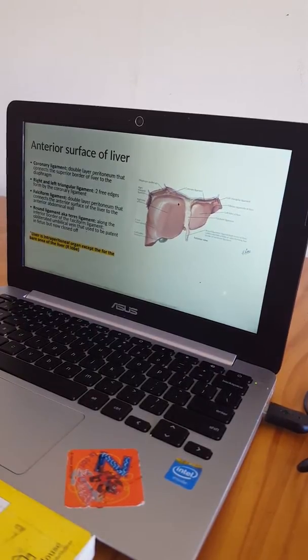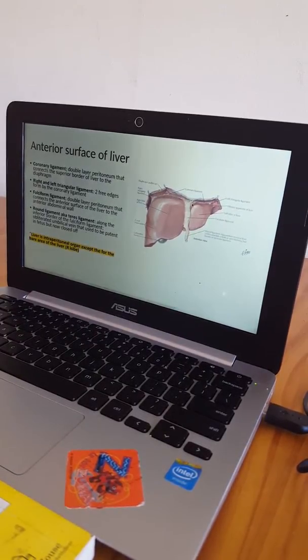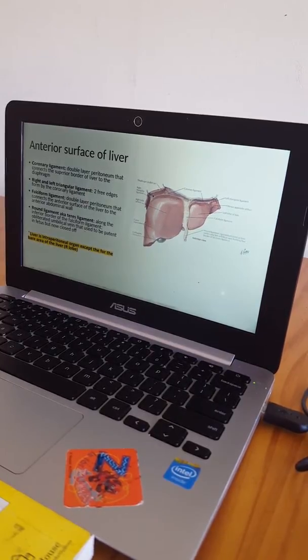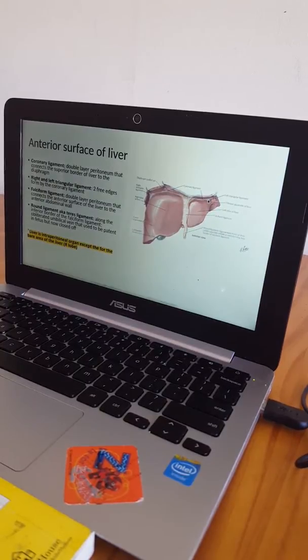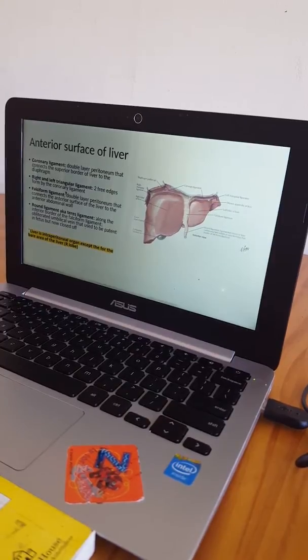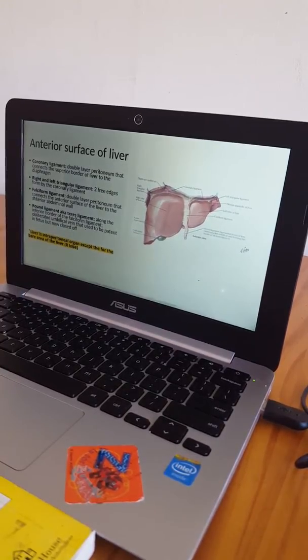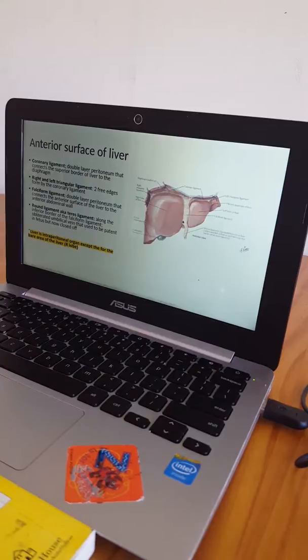So basically the coronary ligament is this one, okay? It's passing almost over the top of the liver. There are 2 free edges. This one is the right triangular ligament and this one is the left triangular ligament. So we are done with the 3 ligaments. And then the falciform ligament is this one.